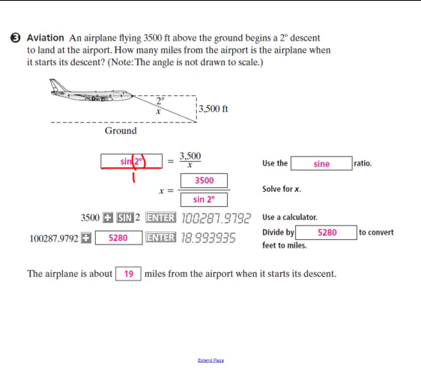So work through the quick checks, make sure you finish those, and also in class you're going to work on the practice 8.5. Alright, see you soon.